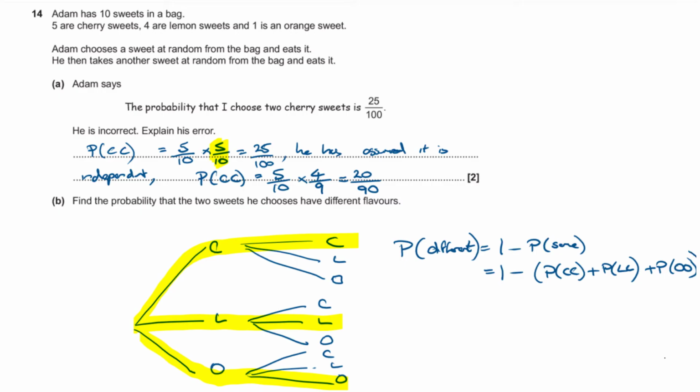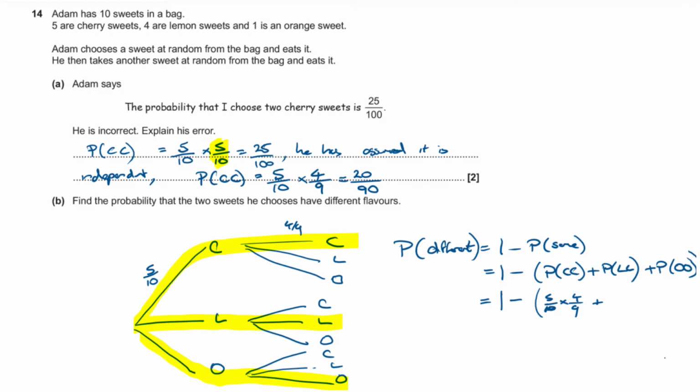Okay, so I've got to work out those 3 probabilities and add them together and then take it away from 1. Okay, so what are the probabilities here then? So the probability of cherry, we already worked out, didn't we? We know it's 5/10 and 4/9, giving us an overall probability of 20/90. Let me just write it down anyway. 5/10 times 4/9.